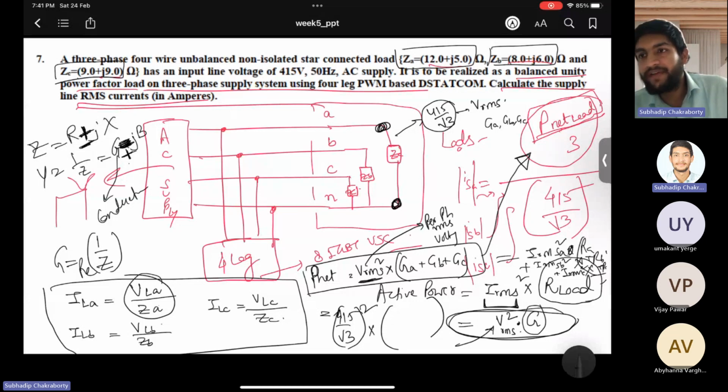P net by 3 per phase split divided by per phase voltage. So balanced per phase RMS current will be determined. But during a calculation of the net active power, the voltage only across per phase is same, the RMS voltage. However, the conductances are different. Since it is so, the currents per phase are also different before compensation. So during calculation of active power, net active power demand, IRMS square into R per phase wise you need to do. What is R? This is R.